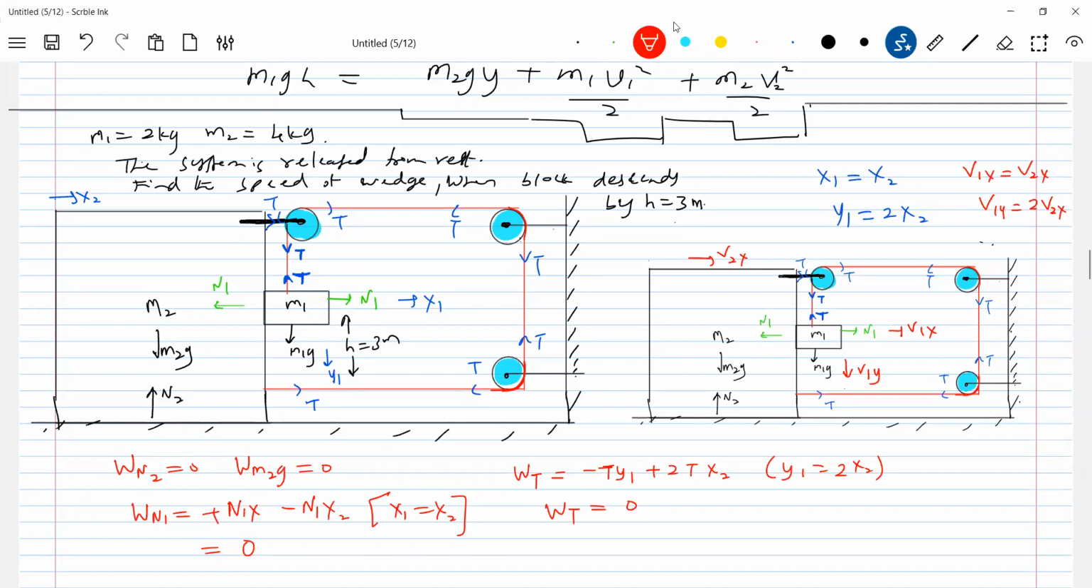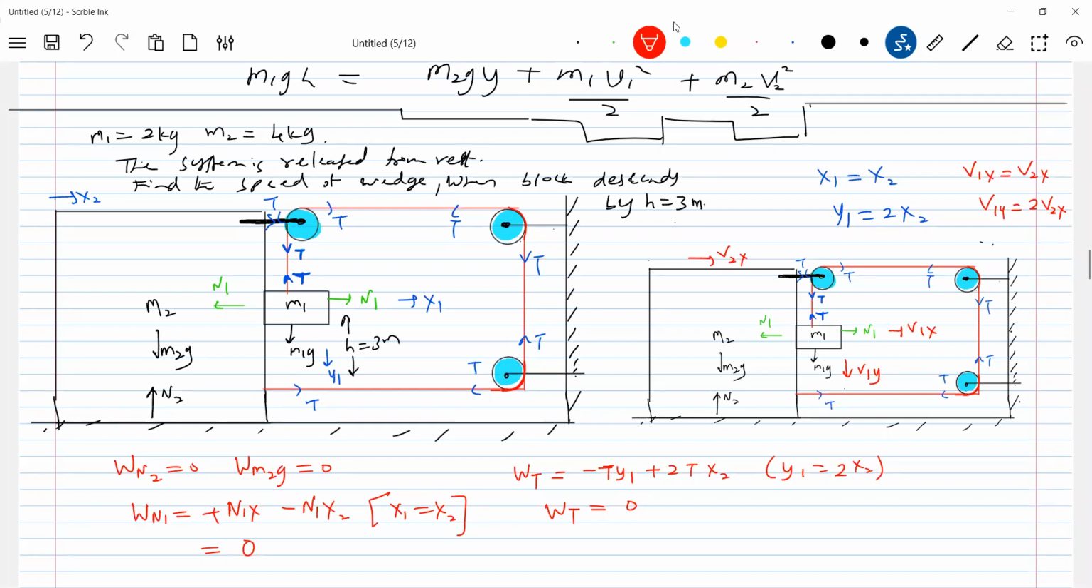Got it, no? So work done by tension on the wedge, positive work. Work done by tension on the block, negative work. Net work done by tension, 0. Able to get this? I'm just writing mathematically everything I just concluded here.